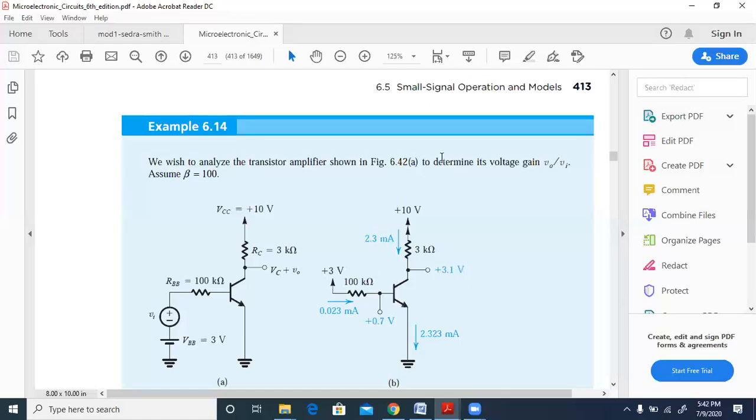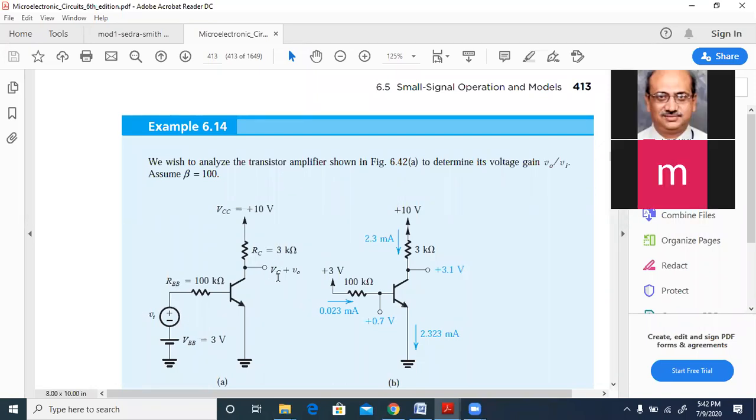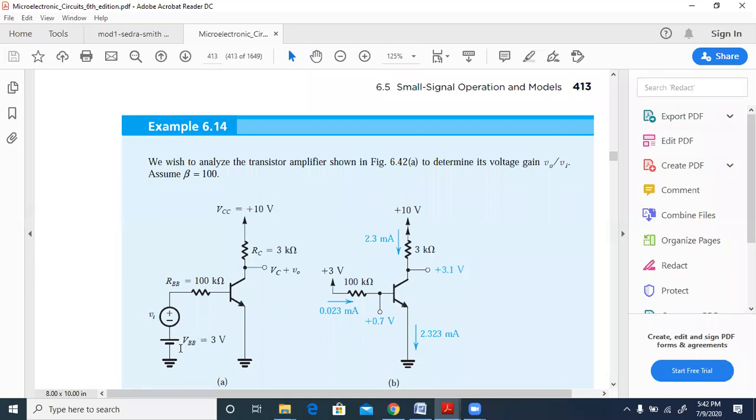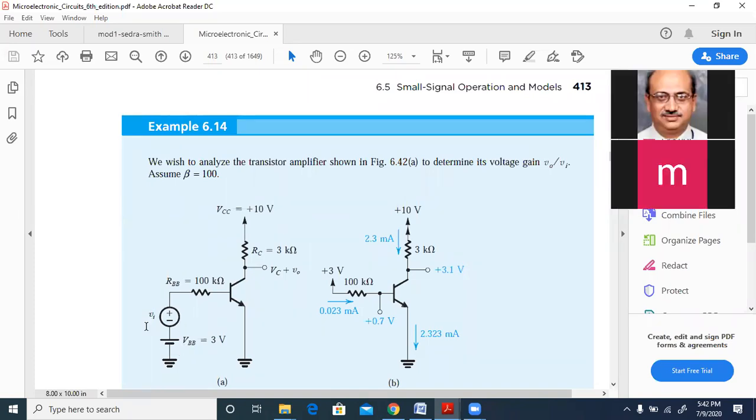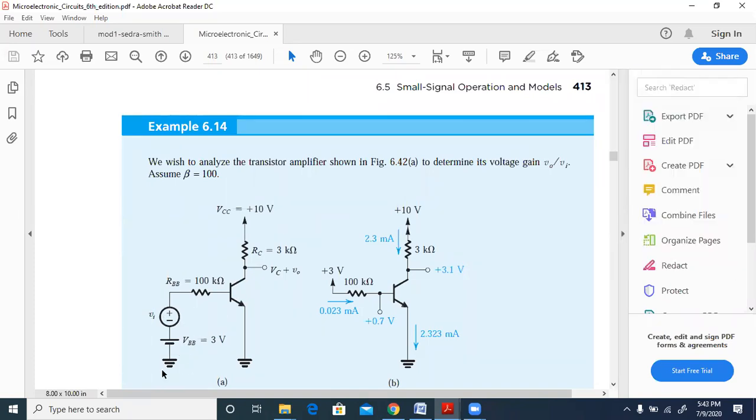Okay. So we'll take up this numerical in the unlocked circuits. We wish to analyze the transistor amplifier shown in the figure to determine the voltage gain V0 by Vi. So this is V0 and this is Vi. This quantity VC and this quantity VBB, both are the DC values, the biasing values. Due to the biasing, whatever we have, only that is there over here, right?